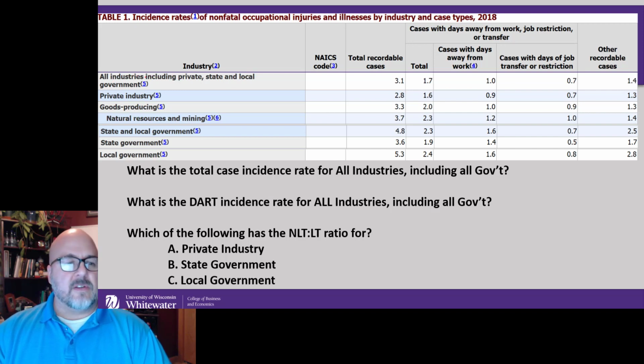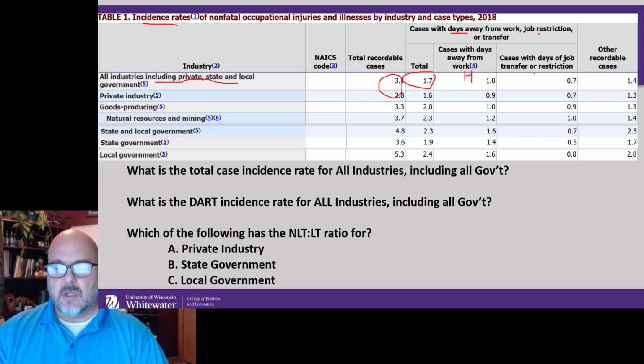This is all industries, including government. So the total case incidence rate, total recordable cases, see, it's incidence rates, total recordable cases, it's 3.1. What is the DART incidence rate for this group here? So we're just looking at this group here. Well, the cases with days away, restricted and transfer, it's all of them, so it's not individually broken out. So it's 1.7. Because remember, this matches up to the 300 log: H, and this is I, and this is J. But it's in incidence rates for whatever it's broken into.